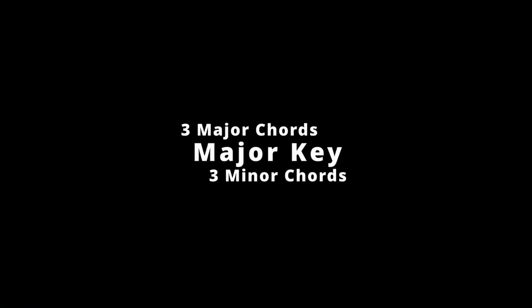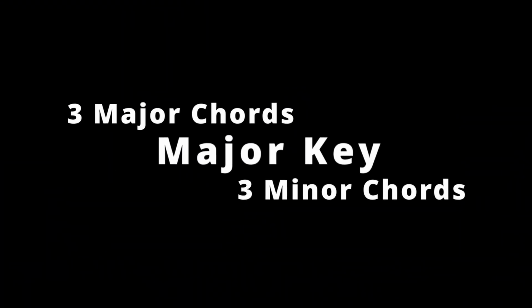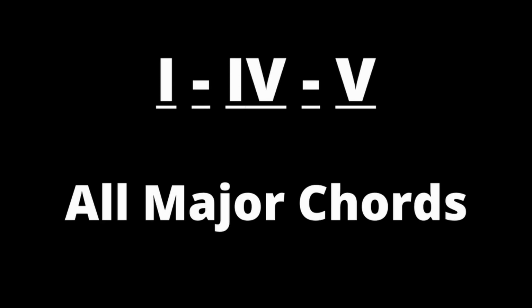In this video we will discuss the 1, 2, 4, 5 chord progression and the different ways it can be arranged. In each major key there are 7 chords. 3 of these are major and 3 of these are minor. One of the simplest and most widely used chord progressions is 1, 4, 5. This uses all of the major chords in a key.